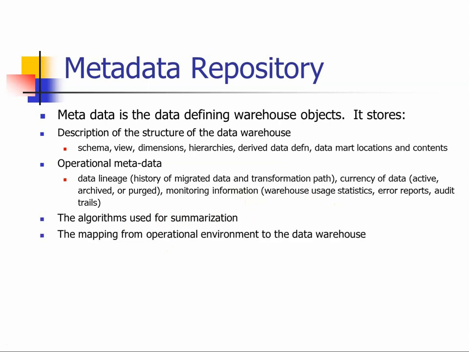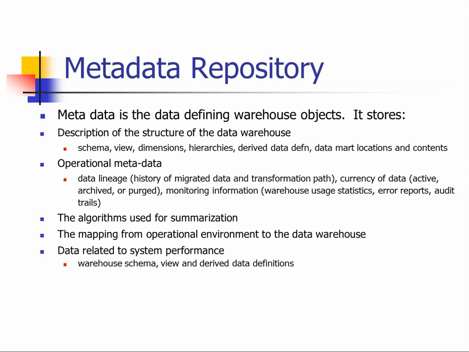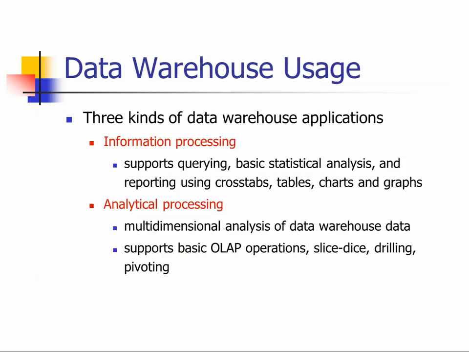The mapping from the operational environment to the data warehouse, and the data related to system performance, including the warehouse schema, views, and derived data definitions. We probably don't always store all the information; we can derive it. So how we derive that data needs to be stored in the metadata as well. Finally, business data, including business terms, definitions, ownership of the data, charging policies, etc. All of those things are pretty important in terms of the metadata.